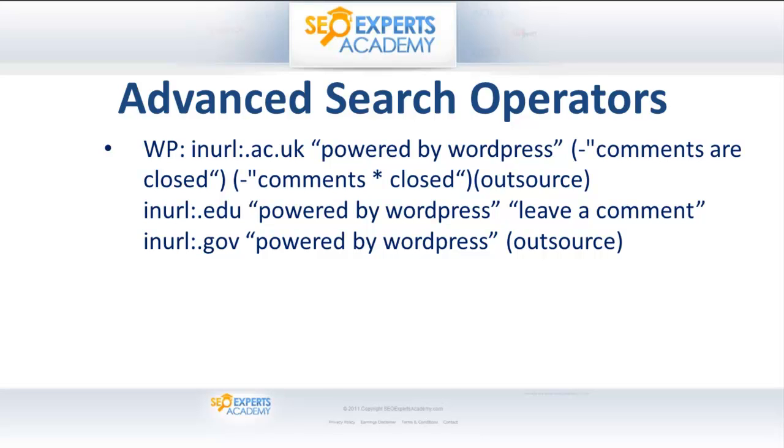A good one to use for British universities is inurl:ac.uk "Powered by WordPress". I would recommend adding in the "comments are closed" negative search operator, or the one with the wildcard in. This is definitely a task that you want to outsource.